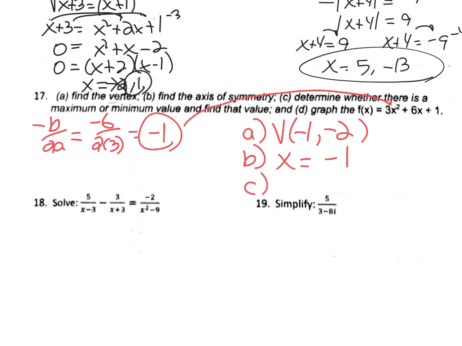X is -1. Part C, is it a max or min? Because this parabola opens up, it opens up because that's a positive 3. That means it has a min. And the min is the y coordinate of the vertex, which is -2.